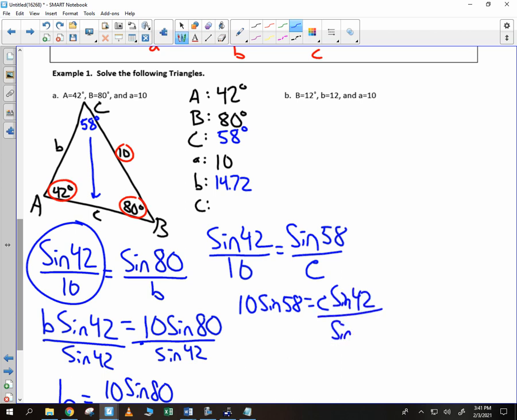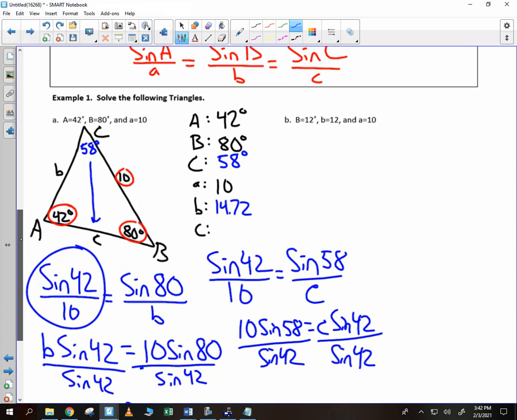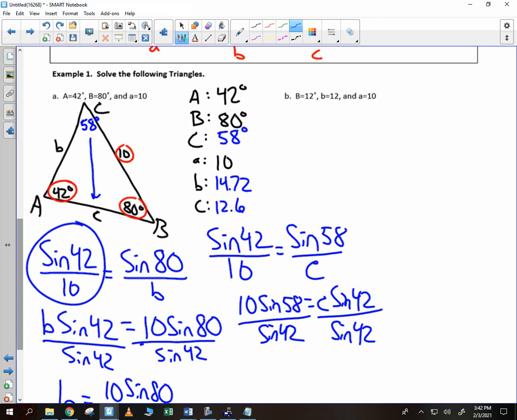Divide both sides by sine of 42. Take out my handy-dandy calculator, and I've got 10 sine of 58 divided by sine of 42. And lo and behold, I get 12.67. Now just note, what's your smallest angle? 42, so A should be your smallest side. What's your biggest angle? 80, so B should be your biggest side, and they are, and as you can see, C is in the middle.